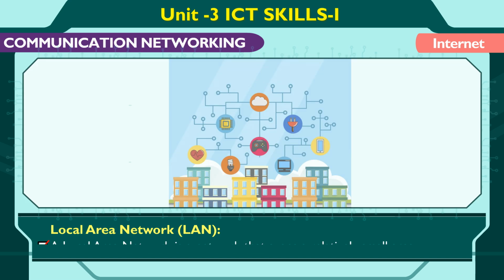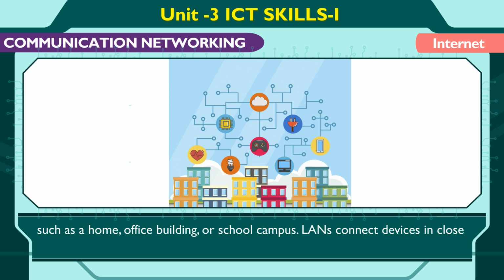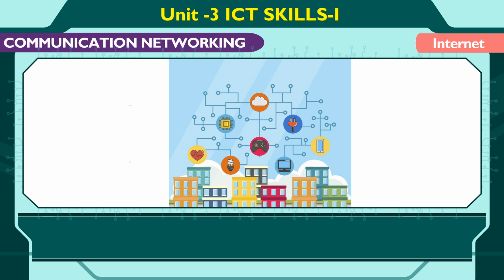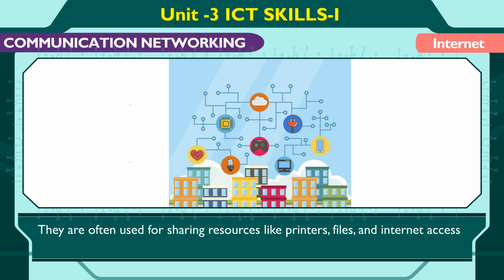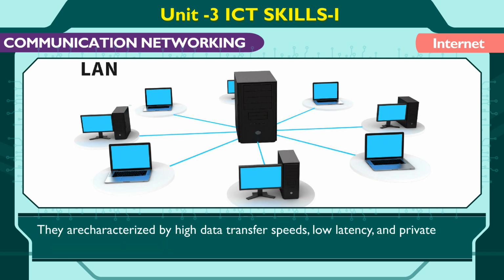Local Area Network, LAN. A local area network is a network that spans a relatively small area, such as a home, office, building, or school campus. LANs connect devices in close proximity to each other, typically within a few hundred meters. They are often used for sharing resources like printers, files, and Internet access within a localized environment. LANs can use wired connections, such as Ethernet cables, or wireless connections like Wi-Fi. They are characterized by high data transfer speeds, low latency, and private ownership and administration.